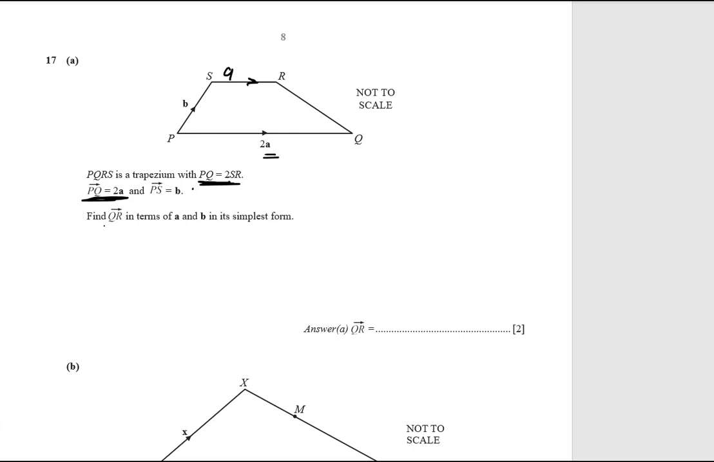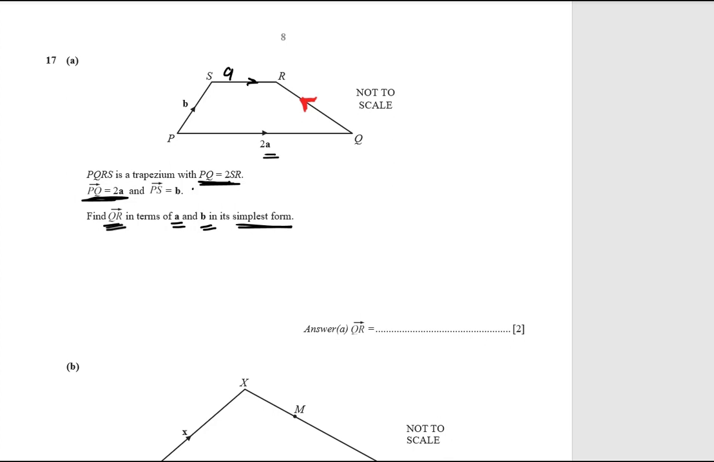Find QR vector in terms of A and B. Of course, in its simplest form. Okay. Let us find what he wants. He wants QR. So he needs this one. Let me put it in red and make it very thick for you to understand.